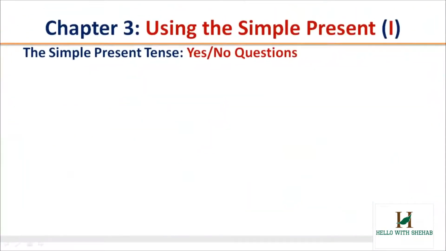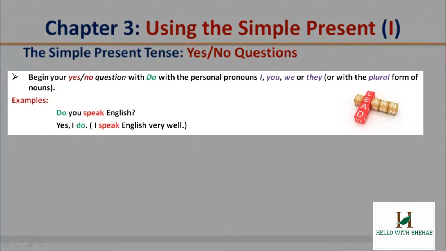The simple present tense. Yes or no questions. Begin your yes or no question with do, with the personal pronouns I, you, we, or they, or with the plural form of nouns. Here are the examples. Do you speak English? In this example, we begin our question with do. With the personal pronoun you, speak is the base form of the verb.